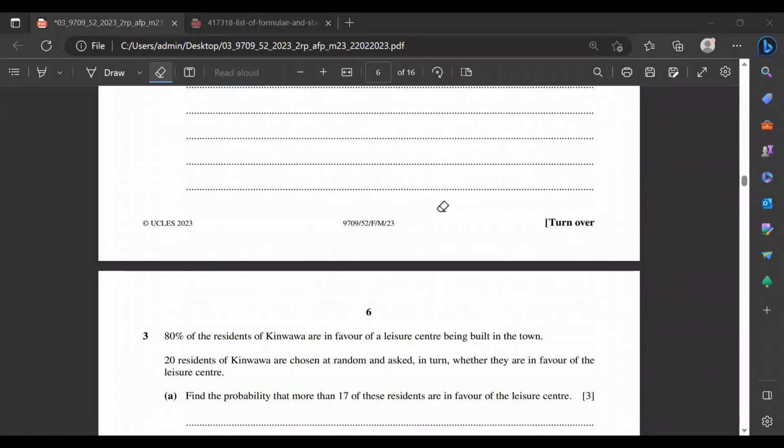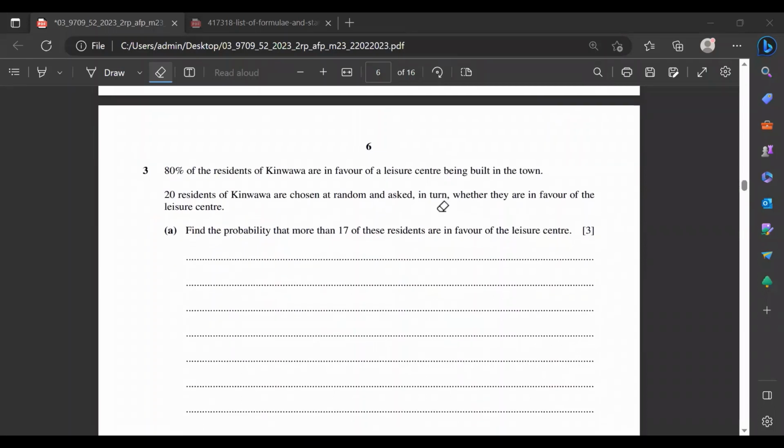Well, question number 3. 80% of the residents of Kinwawa are in favor of a leisure center being built in the town. 20 residents of Kinwawa were chosen at random and asked in turn whether they are in favor of the leisure center. Find the probability that more than 17 of these residents are in favor of the leisure center.